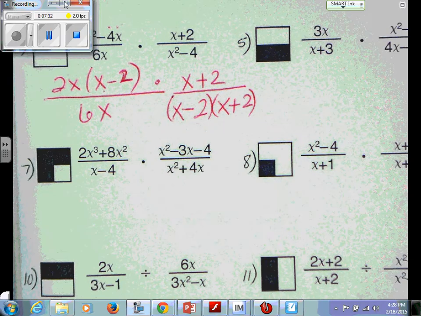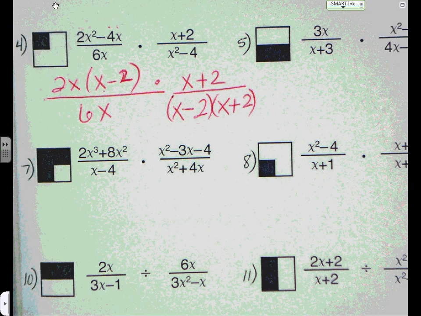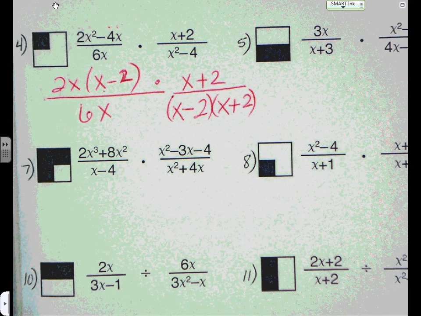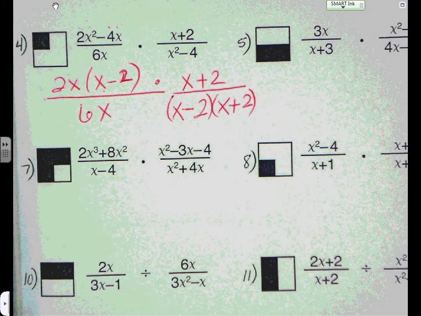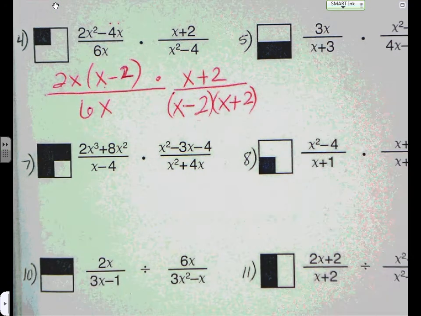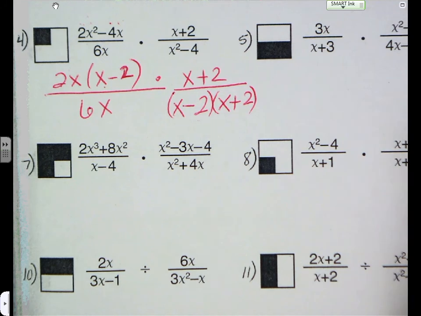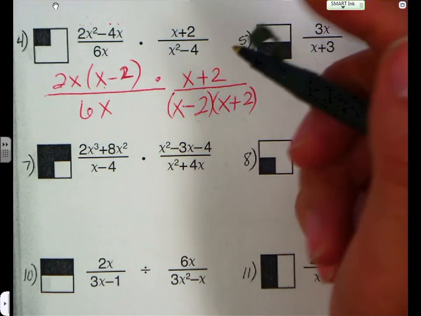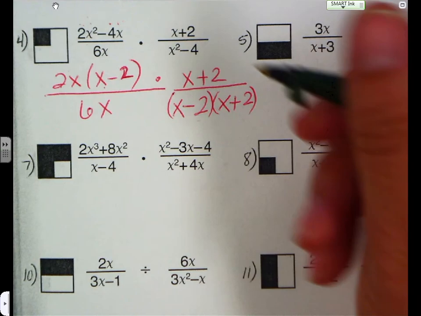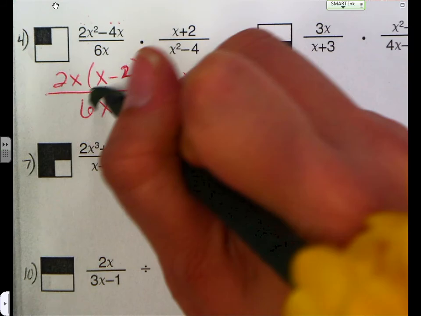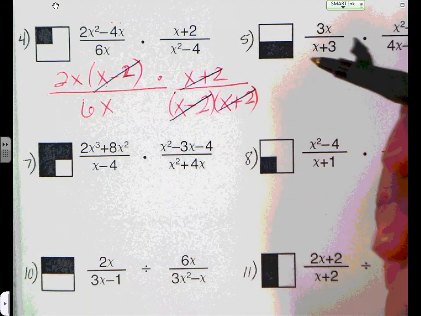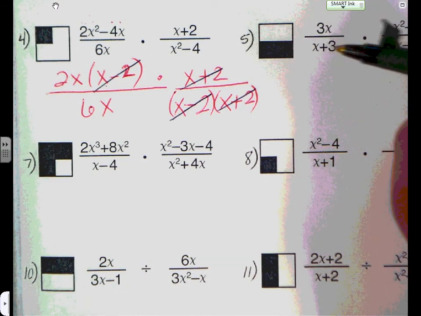Okay, so back to number 4. If you look at number 4, now you can actually divide out things that are in common in the numerator and the denominator. So, gentlemen, is there anything that we can cancel out? I can't hear you. X plus 2. What else? X minus 2. What about the 2x and the 6x?